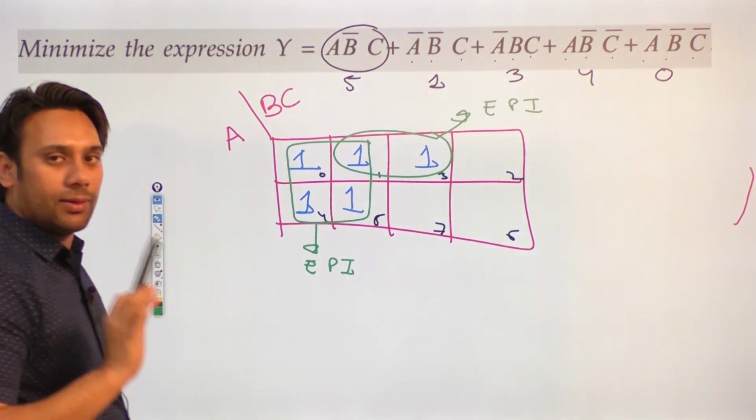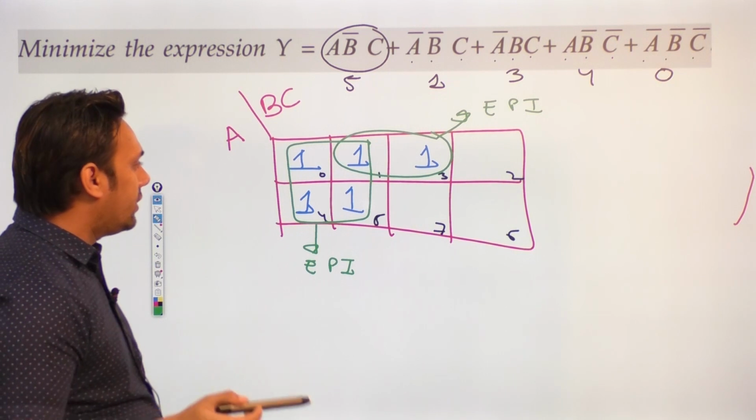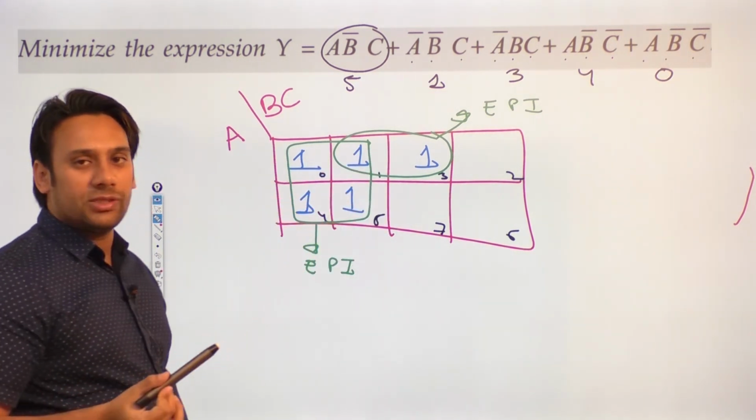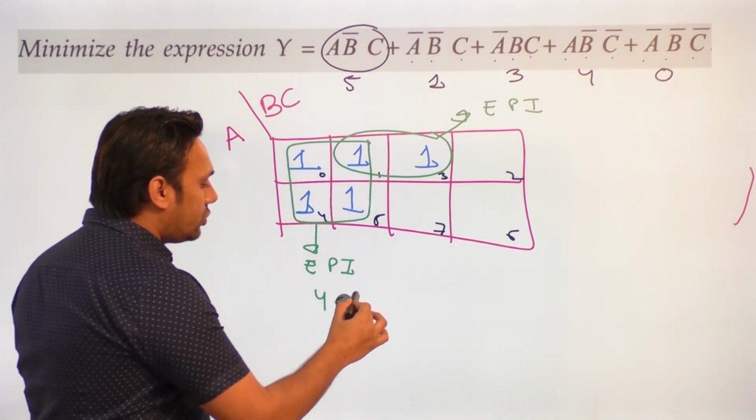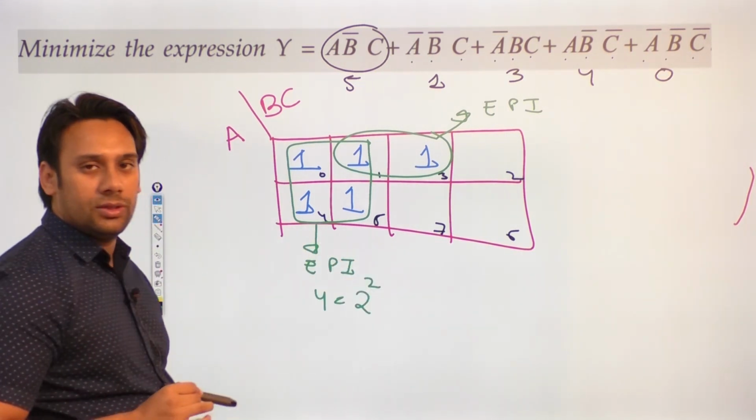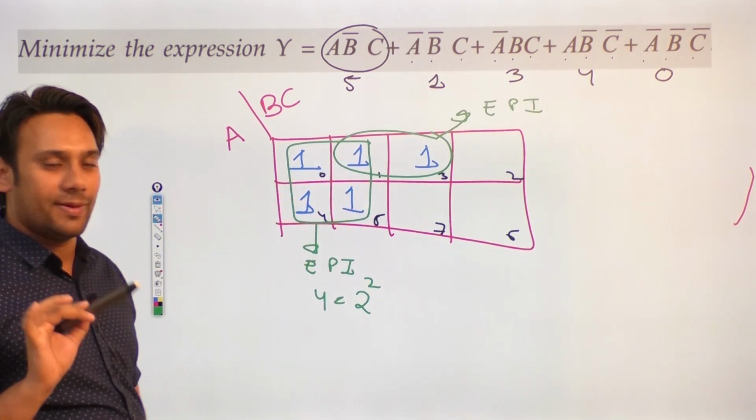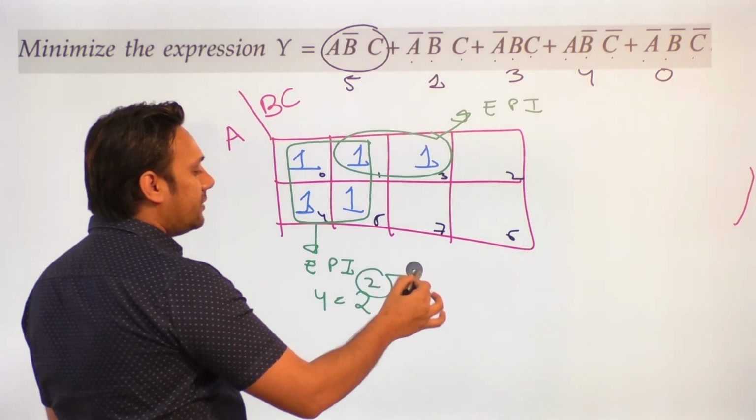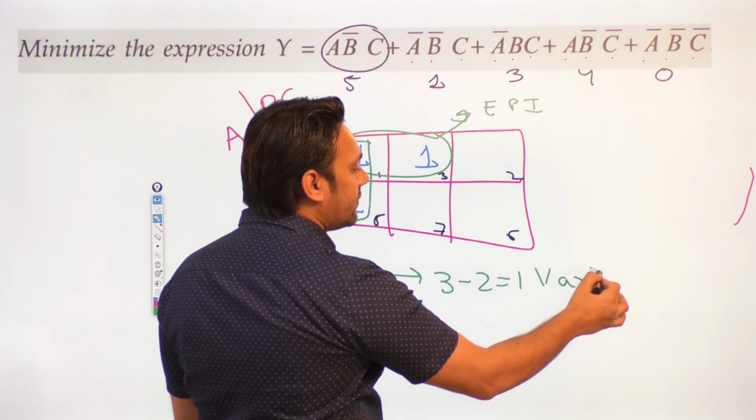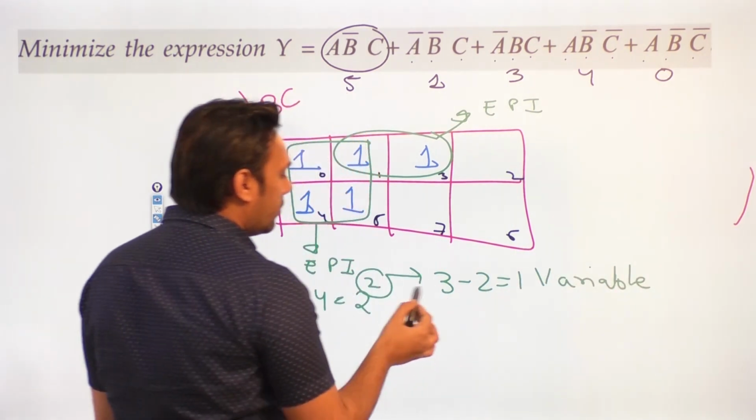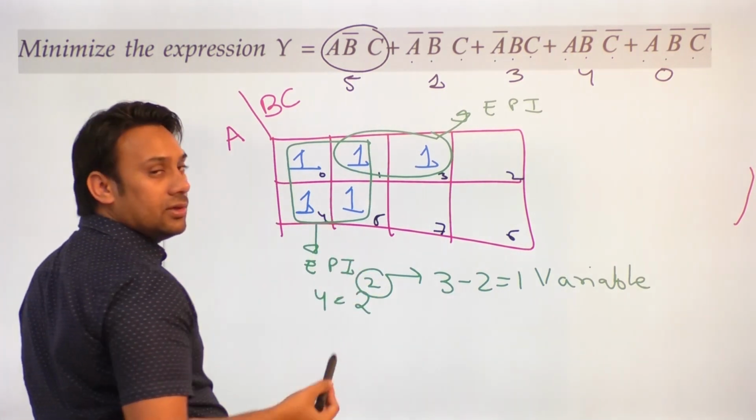Now let us analyze a few things. Before I give you the solution, let me analyze a few things here. So the size of this entire subcube is 4. What is its size? 4. And 4 can be written as 2 raised to power 2. That means the expression I get from this subcube will have 3 minus 2 equals 1 variable. In that expression there will be only one variable. What is 3? 3 is the number of variables in this expression. What is 2? 2 is the power.